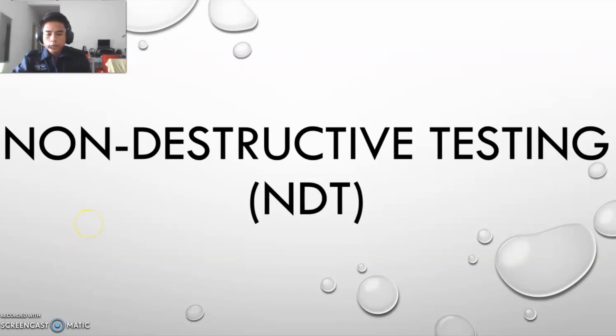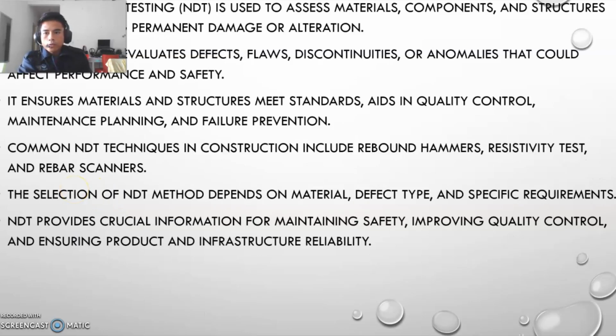Non-destructive testing, NDT. Non-destructive testing, NDT, is used to assess material, component and structure without causing permanent damage or alteration. NDT detects and evaluates defects, flaws, discontinuities or anomalies that could affect performance and safety. It ensures material and structure meet standards in quality control, maintenance planning and failure prevention.